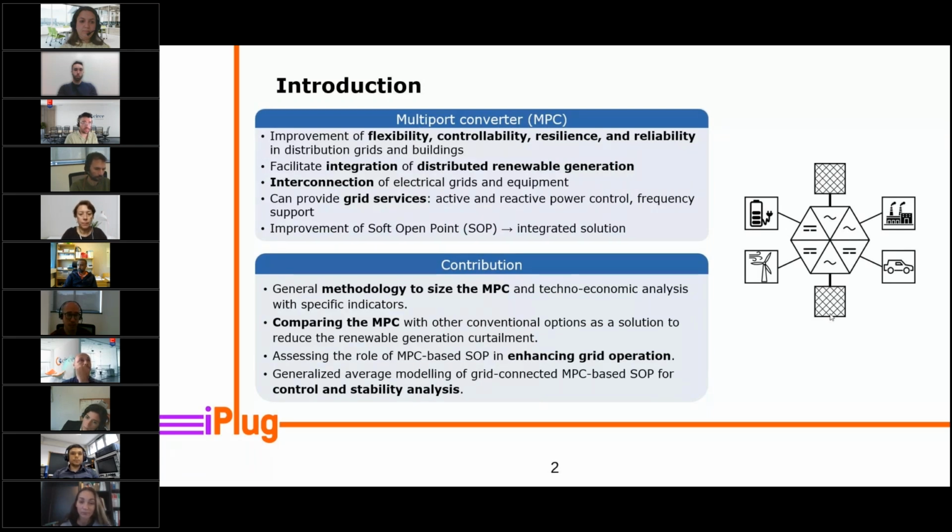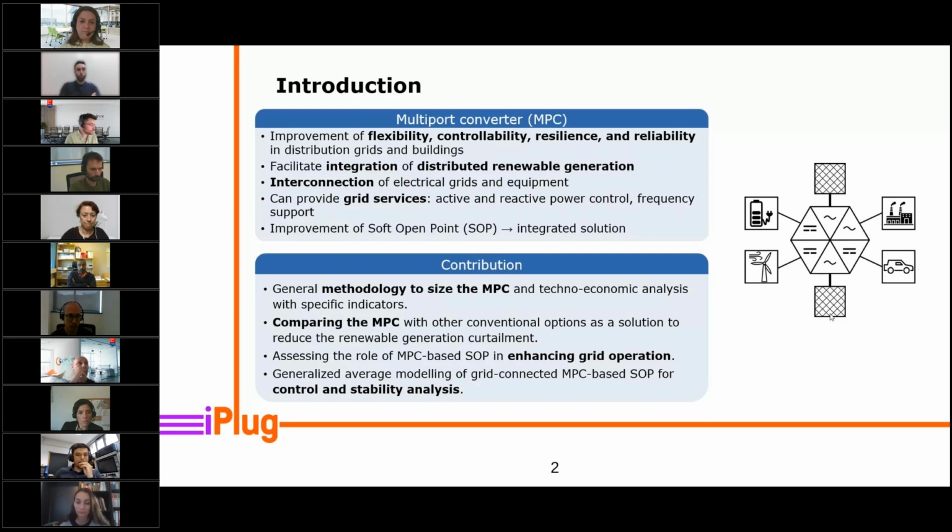It's a device that helps us improve the flexibility, controllability, resiliency, and reliability of distribution grids and building applications. The main things we could do are helping to integrate more renewable generation, and interconnecting different electrical grids and equipment like batteries, EVs, or different types of loads. For grids, we could also provide grid services like the ones listed here. So for us, a multiport converter is also an improvement of what we usually call a soft open point, but with a larger number of terminals.